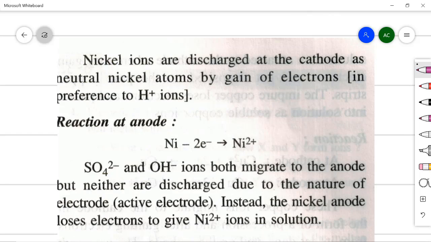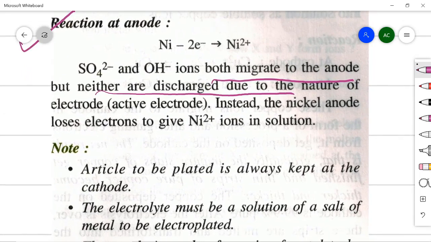Now this is the reaction at the anode. So reactions at the cathode and reactions at the anode are very important. You have to learn them. Now these two are not discharged. Sulfate ions and hydroxide ions both migrate to the anode, but neither is discharged. So they are known as spectator ions. And why is it so? Because of the nature of the electrode. Because we have an active electrode. Nickel is an active electrode, and that is why they both don't get the chance. Instead, the nickel anode loses electrons to give Ni2+ ions.